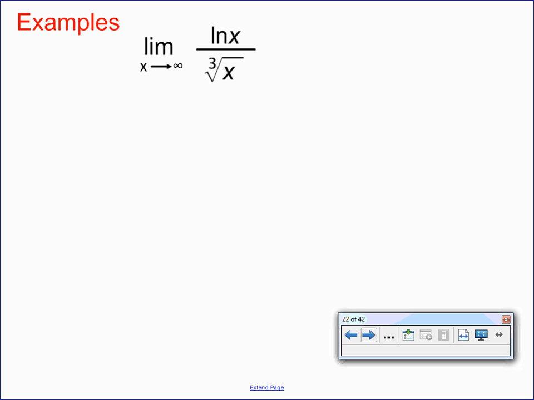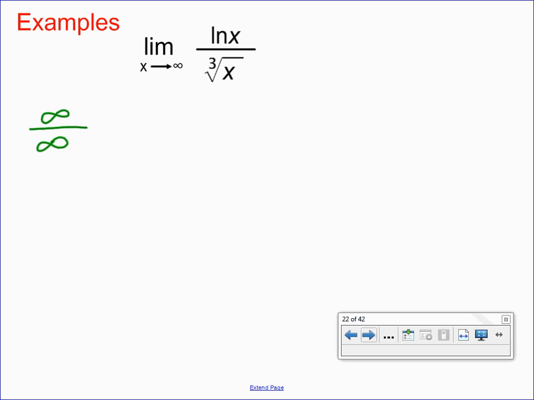Natural log of x, though it grows slowly, does approach infinity as x goes to infinity, right? It just takes a long time. And so on top, I am getting infinity. On bottom, I've got the cube root function. The cube root function is my serpentine S-curve, but it's sideways, right? And so as x goes to infinity, this one also approaches infinity, but also slowly. So now if we had to guess, again, I've got infinity over infinity. Who approaches infinity more quickly?